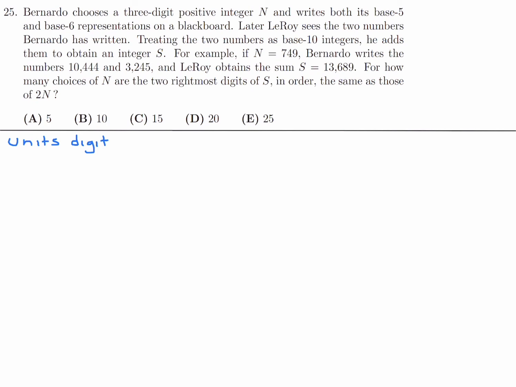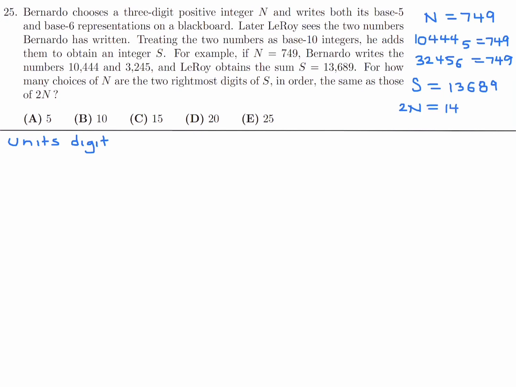So let's explain this first with just the numbers they've given in the question. They have chosen initially a number 749. And then what they did is they created the base 5 and base 6 numbers. So 10444 base 5 is 749. And then they found the base 6 representation of 749. And then what they did is they added up those two numbers. And when they do, they get a sum of 13689. And what they're saying is then you have to take 2n. So in our case, 2n would be 1498.